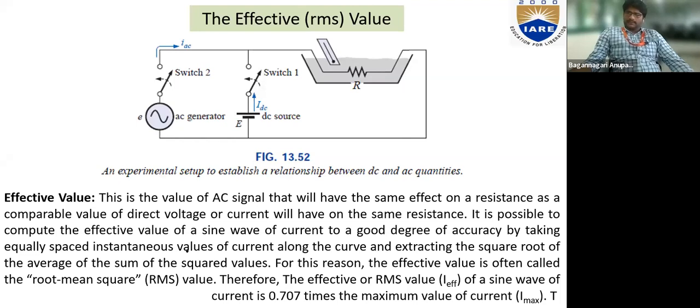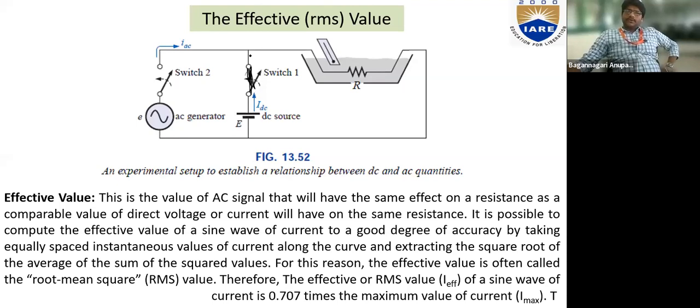The effective value, as I already told you, the values in AC are average, RMS, and maximum value. So what is the definition of effective value? This is the value of AC signal that will have the same effect on the resistance as a comparable DC voltage or current would have on the same resistance. What does it indicate is, suppose I close switch S1 first, assume that this switch is closed, and this is open. So what will happen here now?